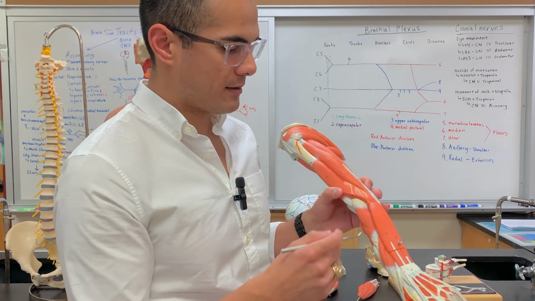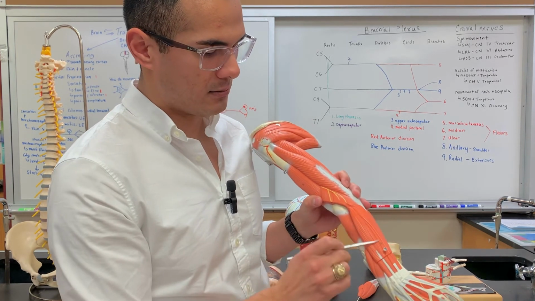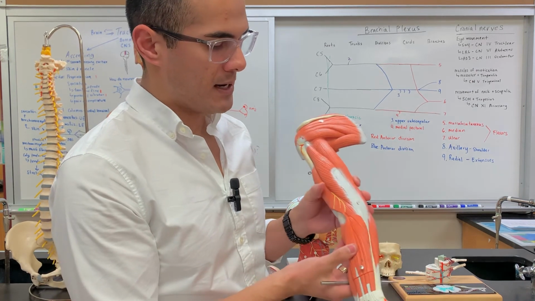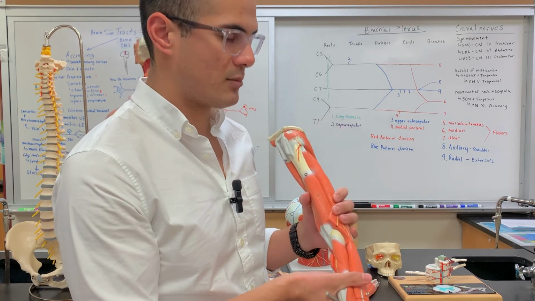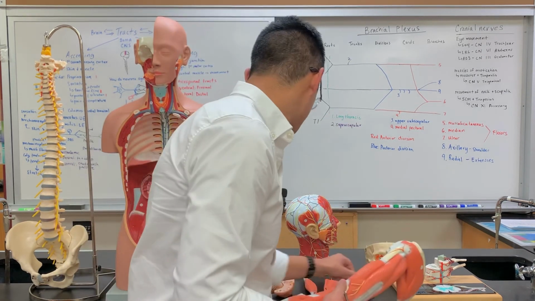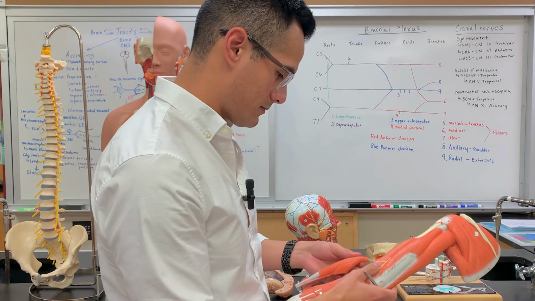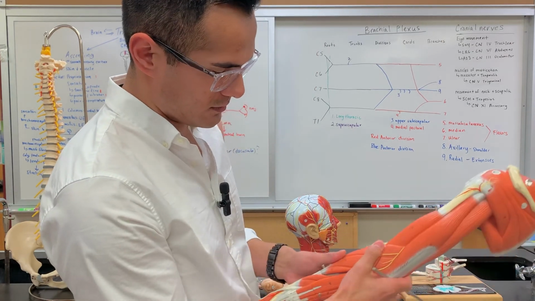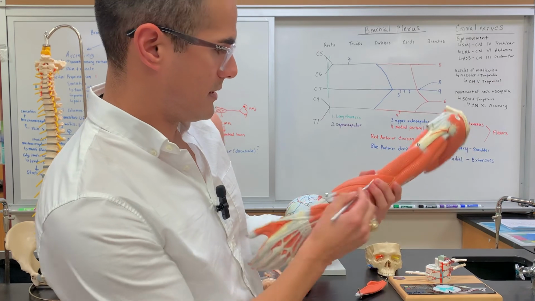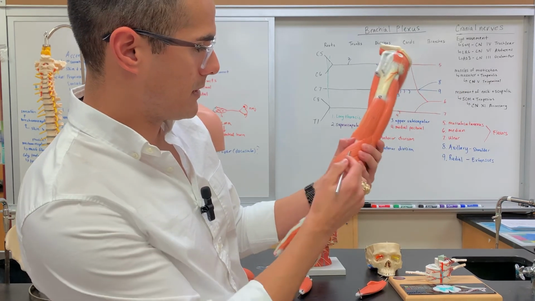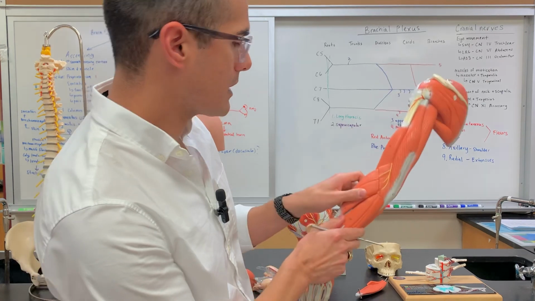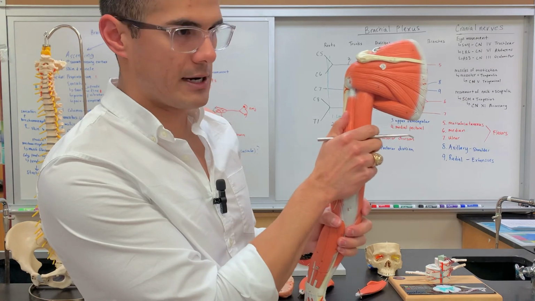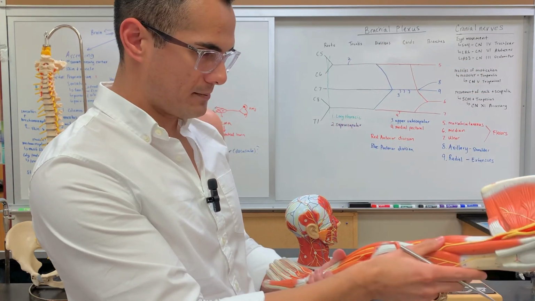So the radial nerve innervates, one of them is the extensor digitorum, right? So it's extending the digits. And then it also innervates the brachioradialis. So that is the muscle, yeah, it would be right here. So this is what would be the brachioradialis right there, number 19. And then the last one that's innervated by the radial nerve is the triceps brachii. Okay.